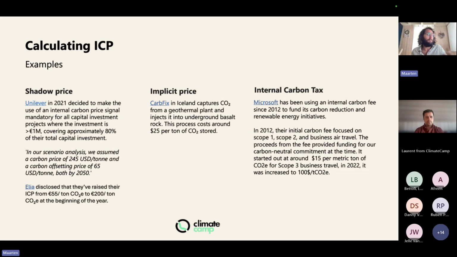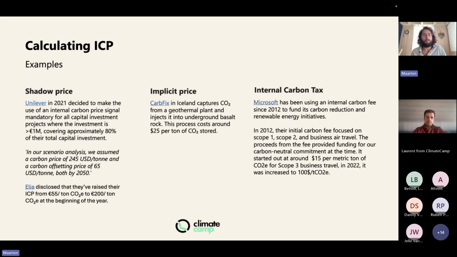If you then look at an example of implicit pricing, Carbfix is a company in Iceland that captured CO2 from a geothermal plant and injects it into underground basalt rock. They can do this process for 25 per ton of CO2 stored. So this is the direct price of CO2 storage, but it is only applicable to these types of projects.